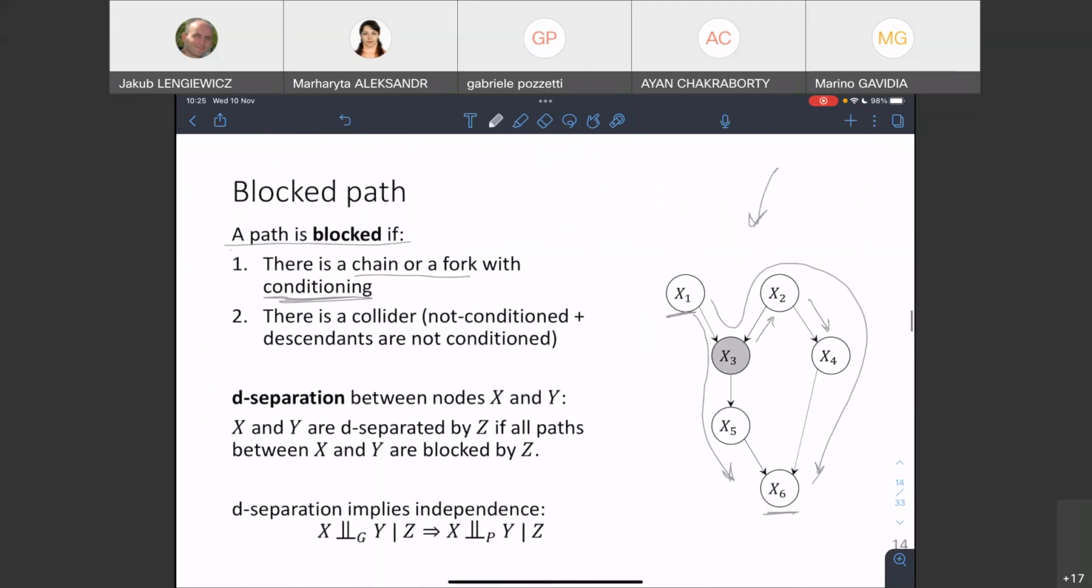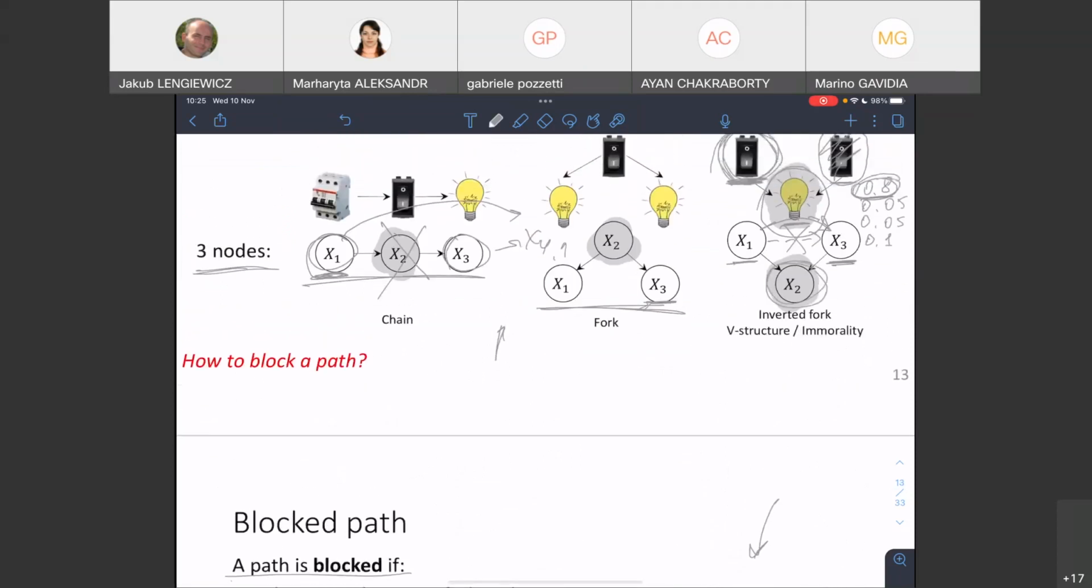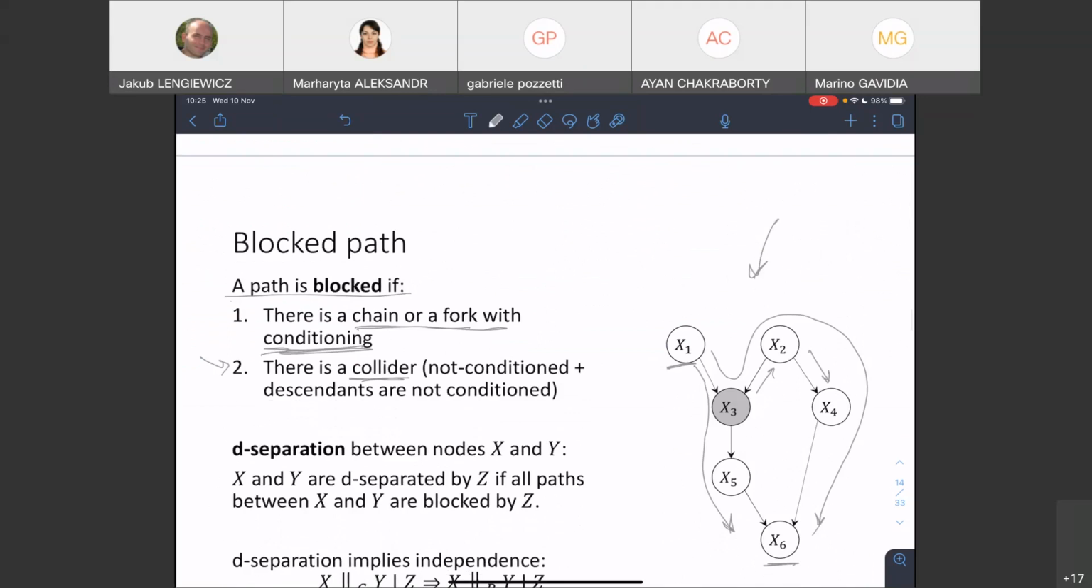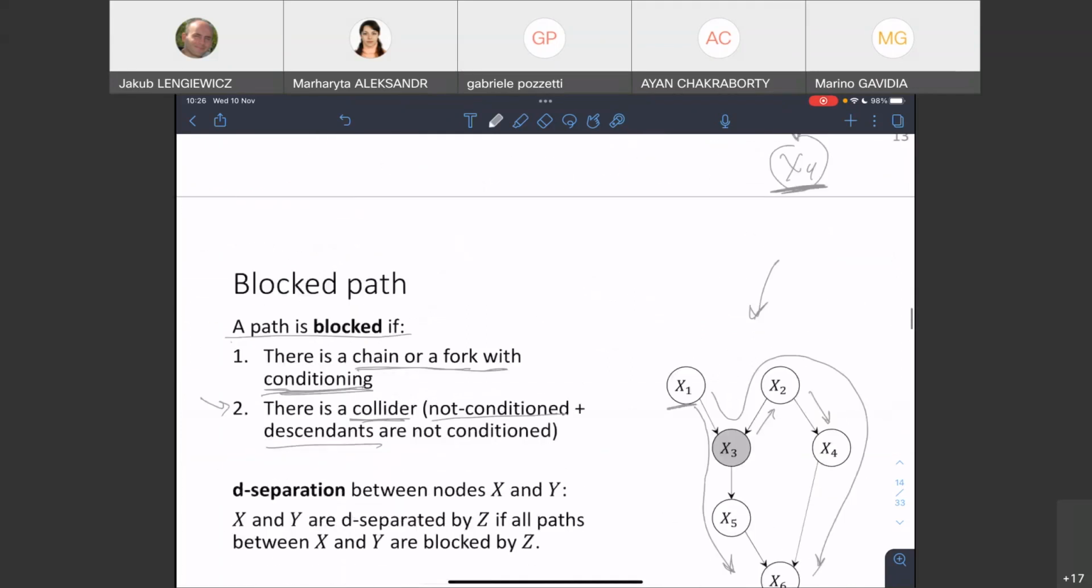So if there is a chain or fork with conditioning on the path, or if there is a collider, which is the name of this middle node in the inverted fork, without conditioning, and also important, none of its descendants has conditioning. We were not discussing it, but essentially the idea is the following. If I have such a structure, we said that conditioning on this middle node opens up the path between x1 and x3, and the same effect we'll observe if we condition on the child of the collider. It will again open up this path. I will not be discussing this, but if you are interested, you can check the literature later.